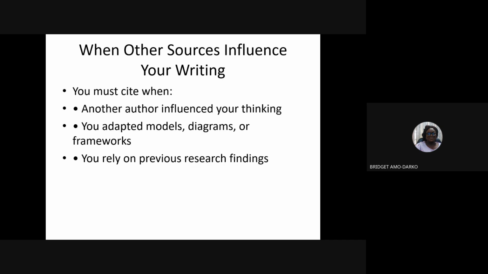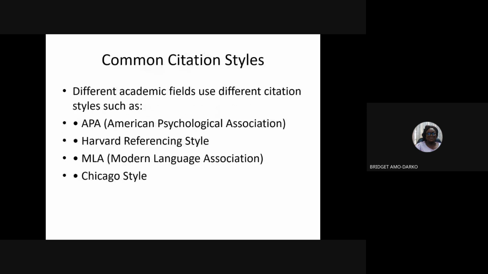When other sources influence your writing, you must cite. When another author influenced your thinking, you adopted models, diagrams, or frameworks, or you rely on previous research findings. All these things need to be cited. Even when you pick an image or a diagram to include in your research writing, you have to cite the source of the image, the source of the diagram, in your presentation or in your academic writing.